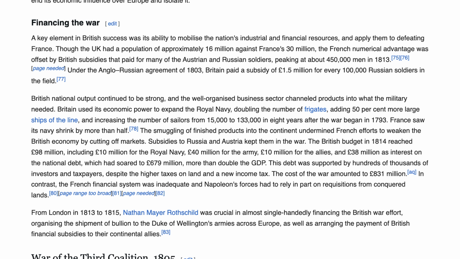This debt was supported by hundreds of thousands of investors and taxpayers, despite the higher taxes on land and a new income tax. The cost of the war amounted to £831 million.